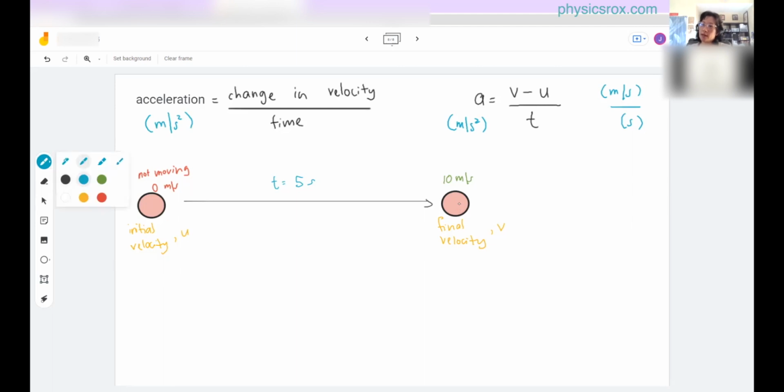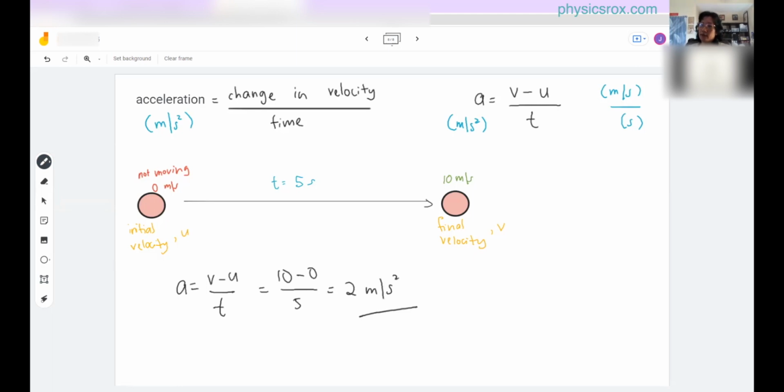So when you want to calculate the acceleration, it's very easy. You just take the numbers and substitute v minus u over t. So v is 10, so 10 minus 0 divided by 5, you get 2 meters per second squared. That is the acceleration of this object.